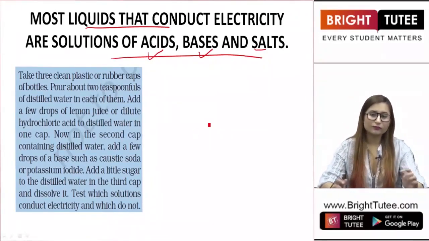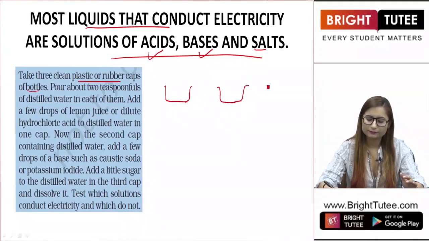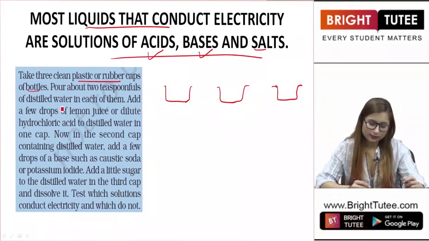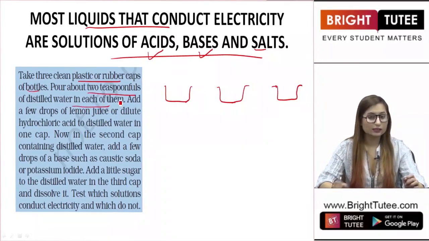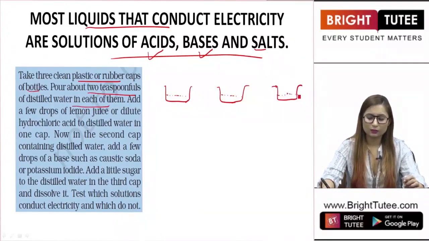So what are you doing now? You take 3 clean plastic rubber caps or bottles. Right, you have 3 clean plastic rubber caps. Now what do you do next? You pour 2 tablespoons of distilled water in each of them. You have added 2 tablespoons of distilled water in each of them. Right, students?